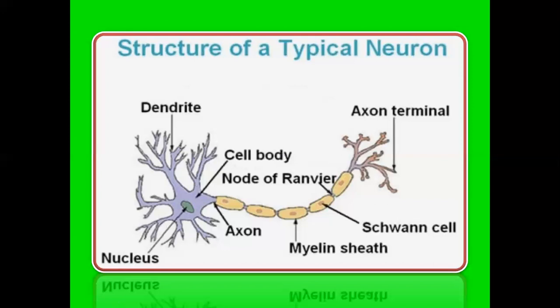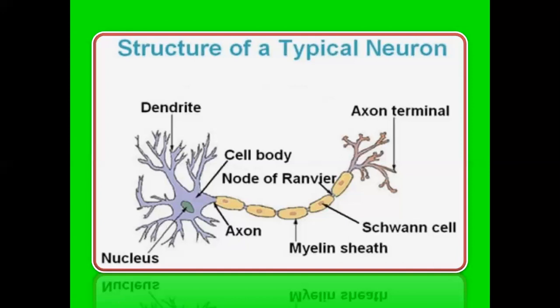And you can see here also some extensions going out of this cell body. These are called dendrites. So what is a dendrite? Different processes extend out from the cell body. They are called dendrites and axon. These smaller ones are all dendrites, and this one, this long, thin fiber-like structure, is called the axon.